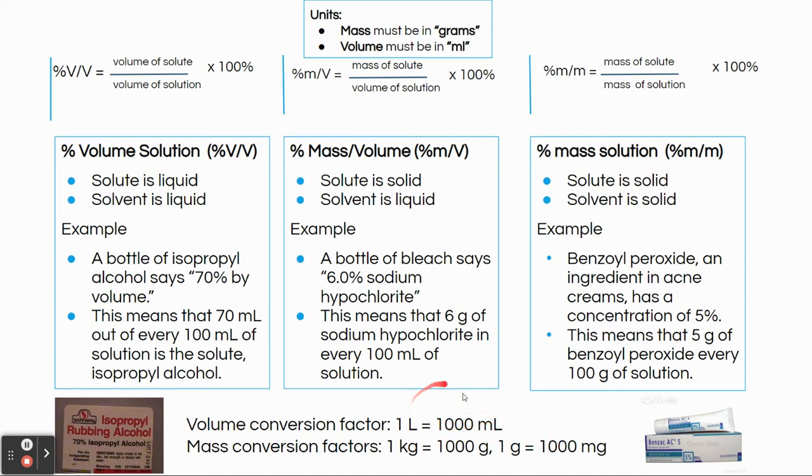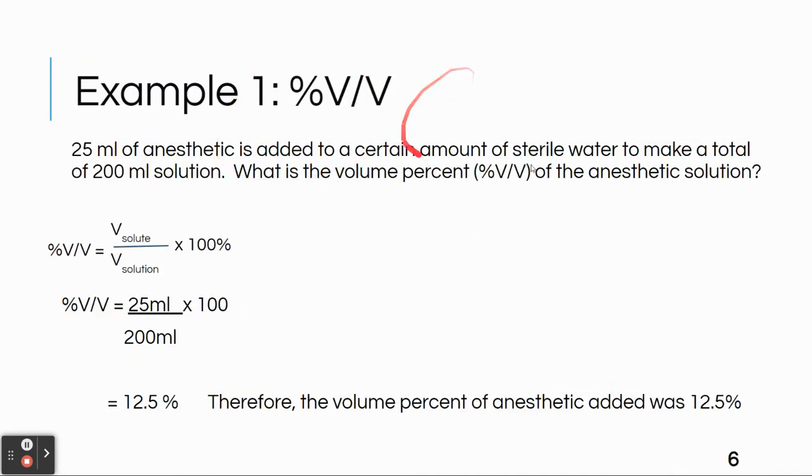Remember, when you go from liter to milliliter, you multiply by 1,000, but then going the other way, you divide by 1,000. And then for gram to milligrams, you multiply by 1,000, and then to go the other way, milligrams to gram, you divide by 1,000. So there's just some reminder conversion factors you might need in this unit because we'll be dealing with volumes and grams quite a bit. So in the next video, we're going to take a look at how to do these calculations.